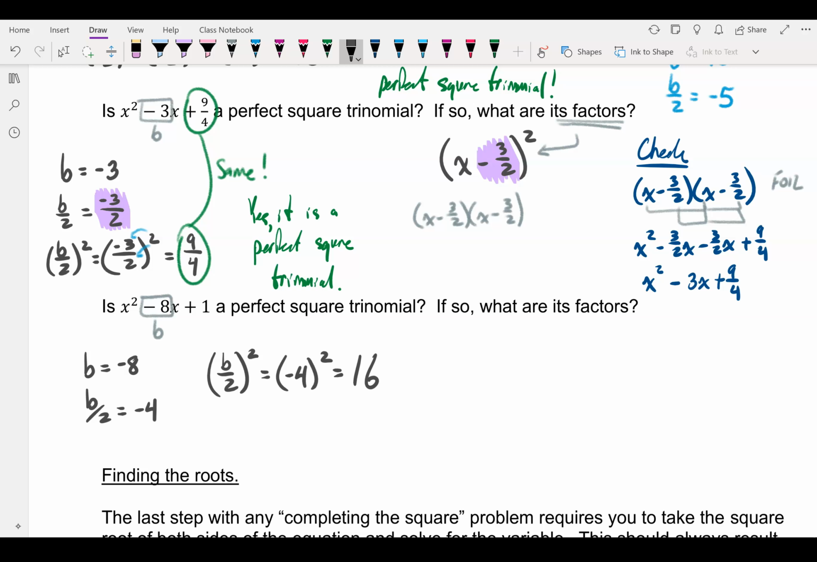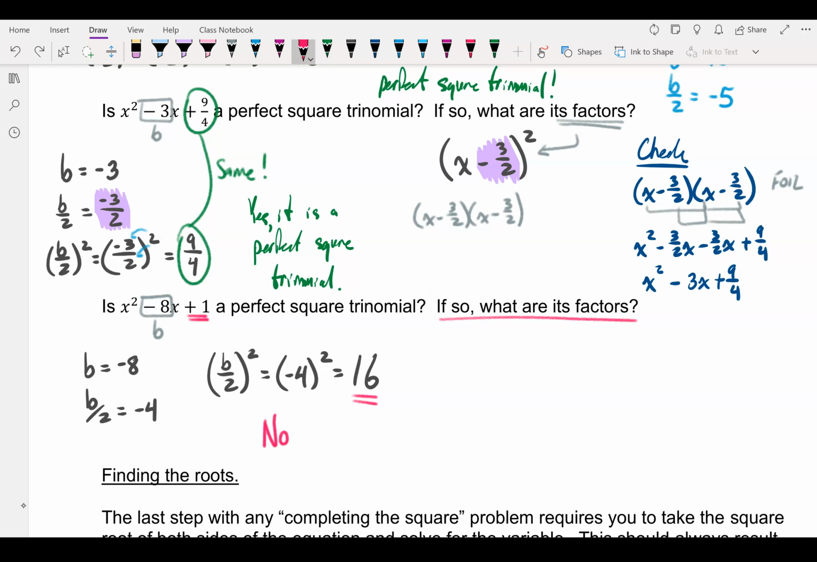Is that okay? It looks like a perfectly reasonable result, but unfortunately, it's not okay, because this should be equal to this. So it's not a perfect square. And so we're not going to figure out its factors in the normal way. It says, if so, what are its factors? We're not going to factor.